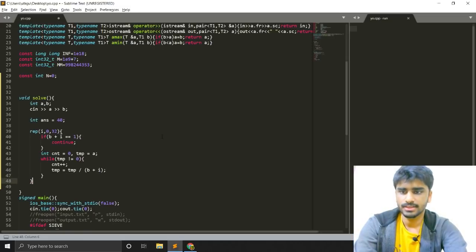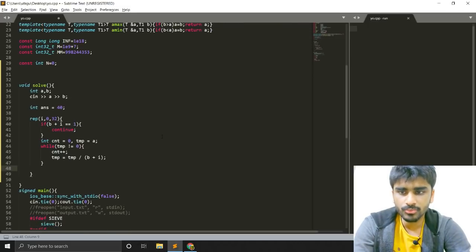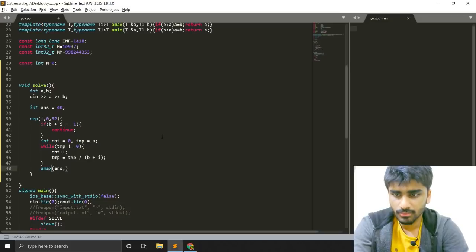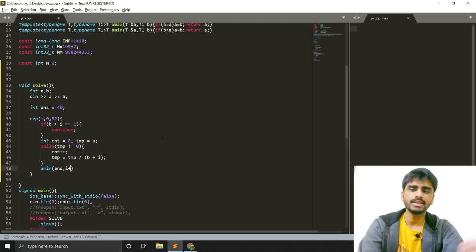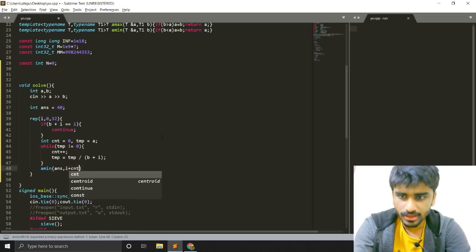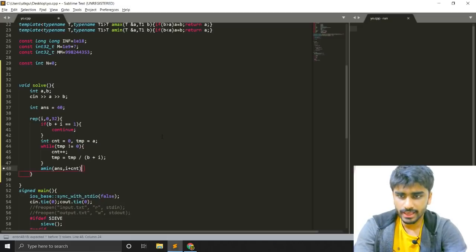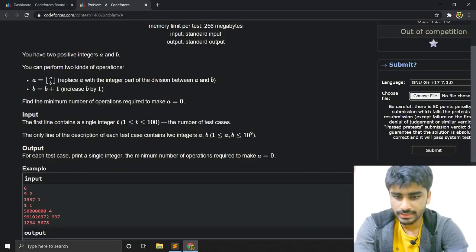Okay, something like this. So the total number of moves here, sorry, we want the minimum. Okay, so the total number of moves here are, first of all, we did I moves of increasing B, and then we did count moves to make A 0. Okay, and I think that's the answer.